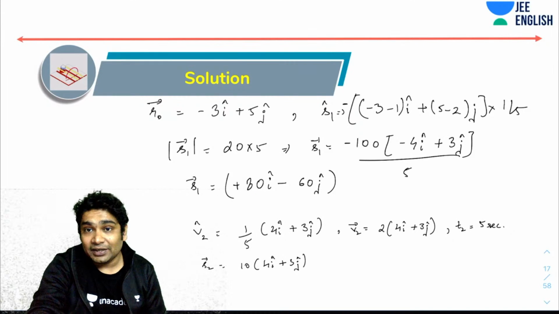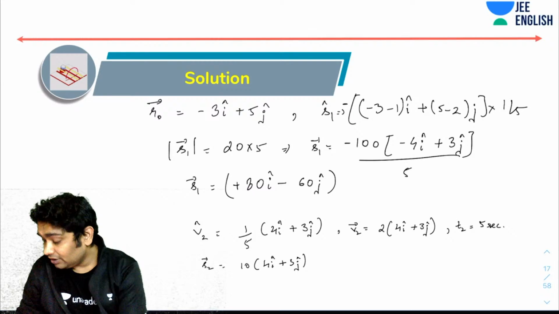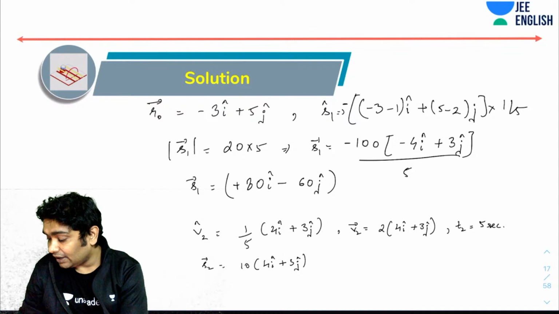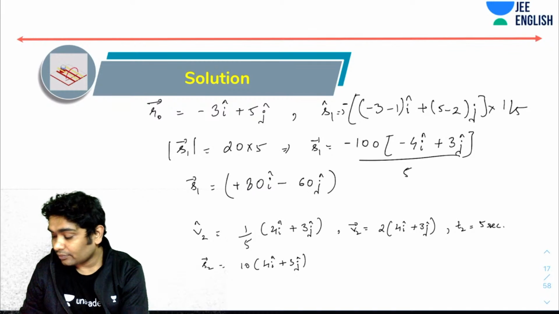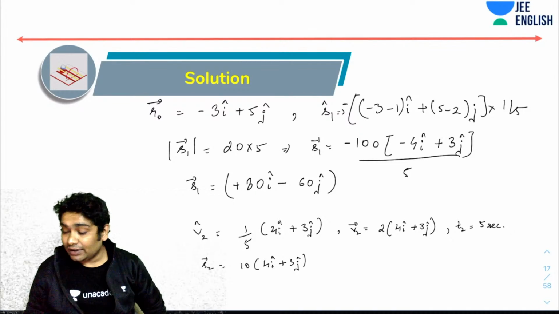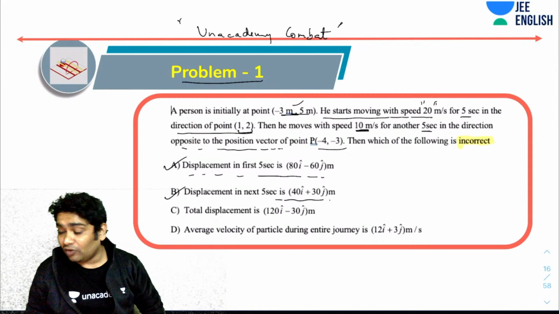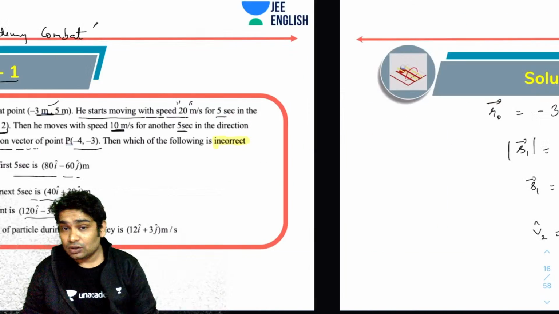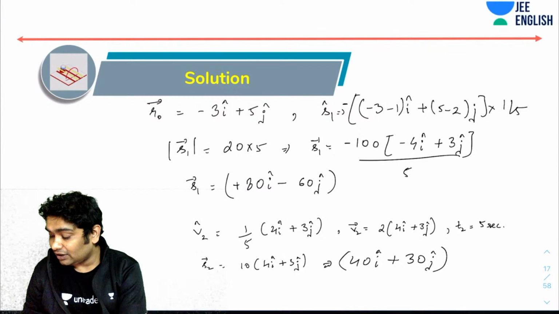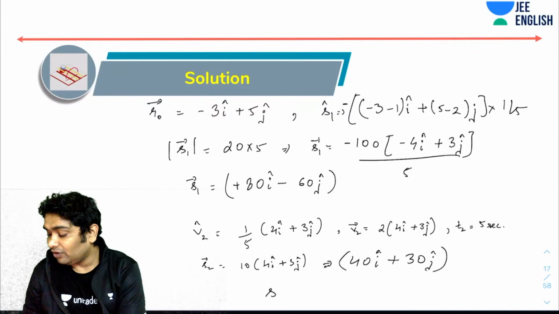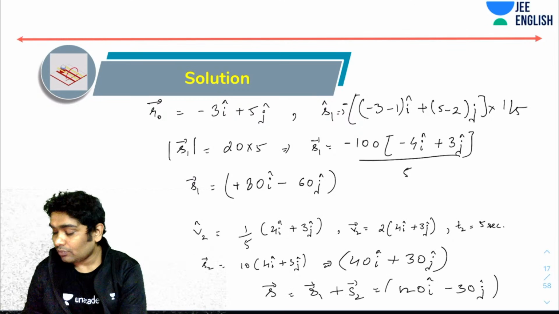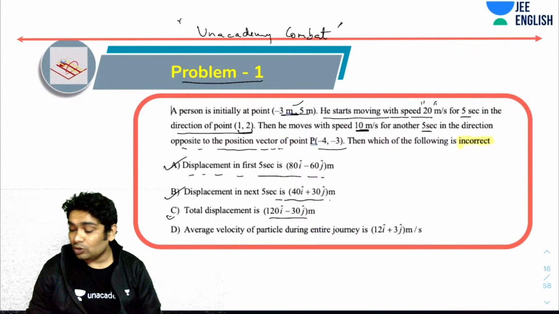The second displacement that you're getting, S2, is in fact 40 i cap plus 30 j cap. Correct. So that is also correct. Now the total displacement obviously would be the sum of these two. So total displacement S vector would be S1 plus S2 vector, and how much will that be? If I add, then it would be 120 i cap minus 30 j cap. Okay, this option is also correct.